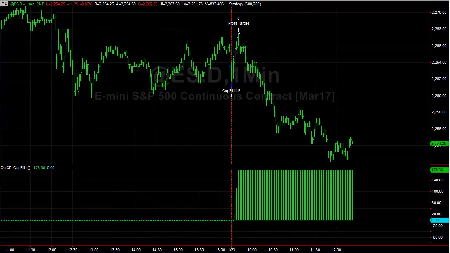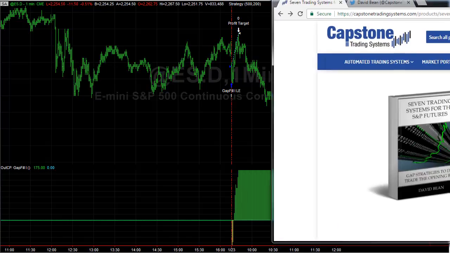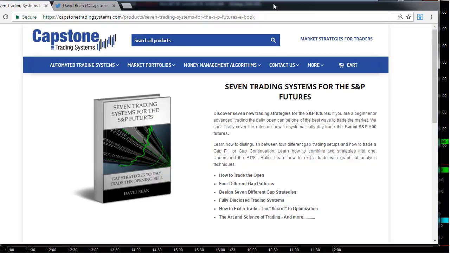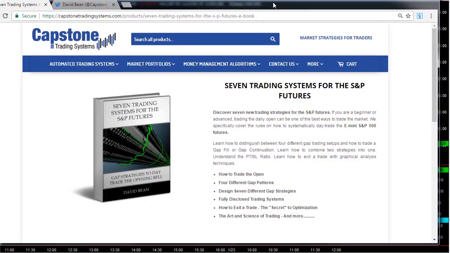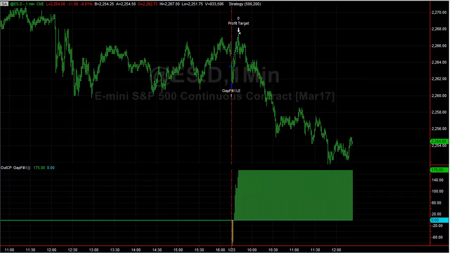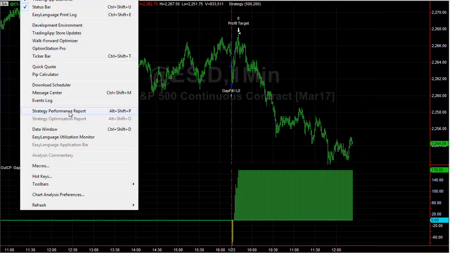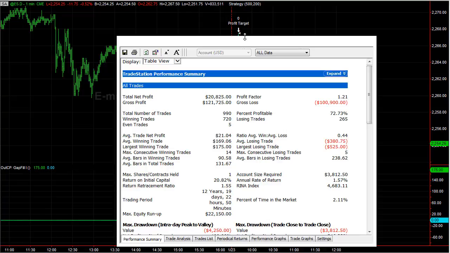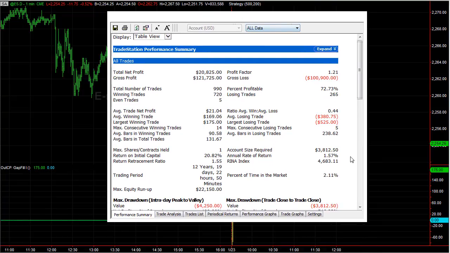To quickly go over the gap fill strategy from my book, 7 Trading Systems for the S&P Futures. And I'm going to show you some crude oil strategies from Algorithmic Trading Systems. Going to cover E-mini crude, Brent, West Texas, as well as regular NYMEX crude. But look at the gap fill strategy. This is a strategy from the book S&P Trading, 7 Trading Systems for the S&P Futures.